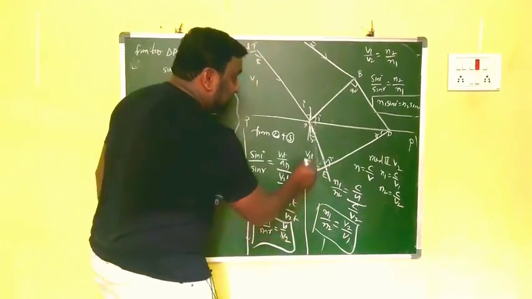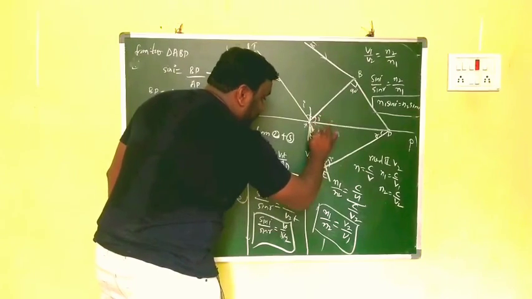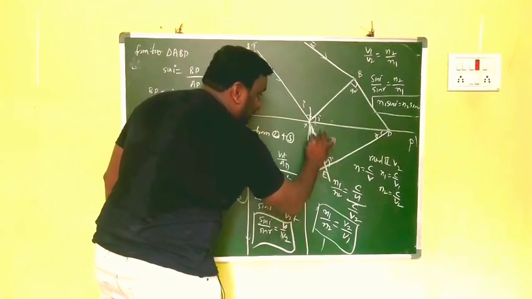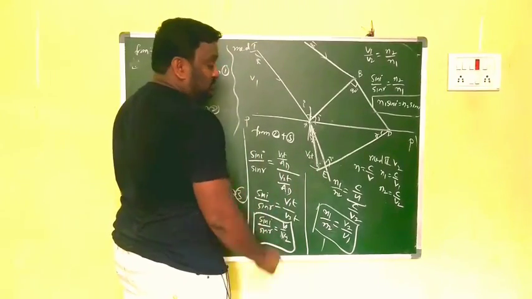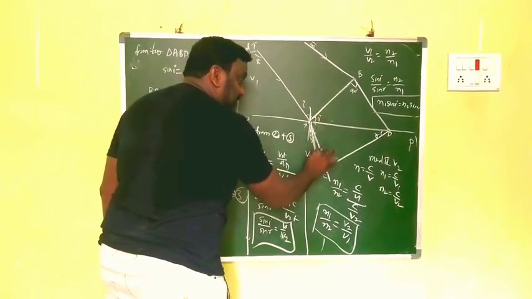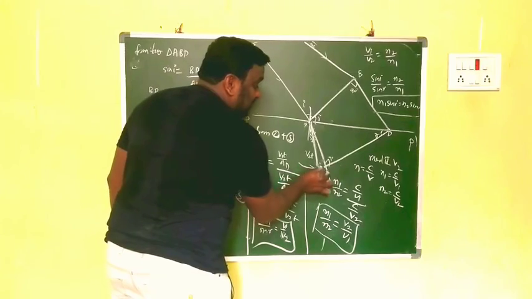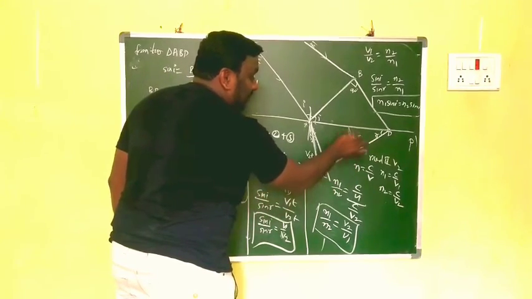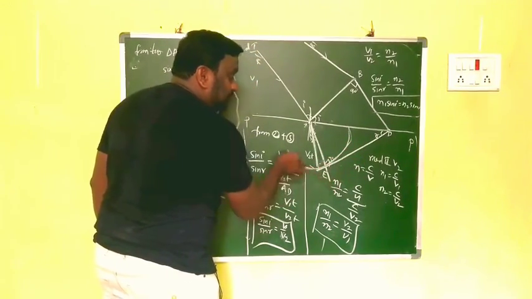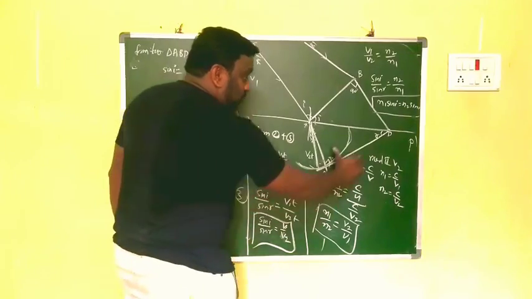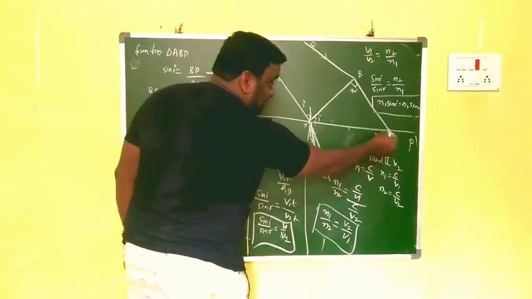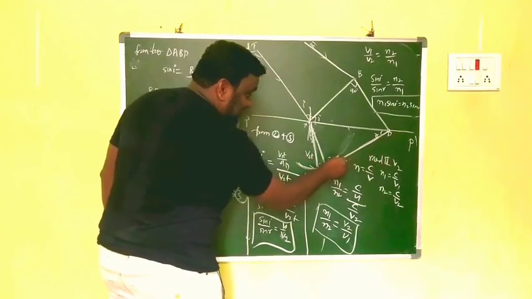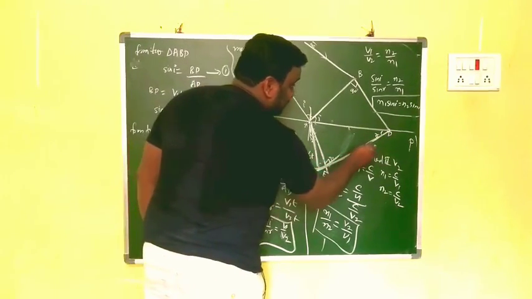To understand the shape of the other wavefront, we have to construct one sphere with a radius. This is one radius. How much is it? V2 into t. With this radius, we have to construct one sphere like this. For that sphere, we draw one tangent. This is the tangent.